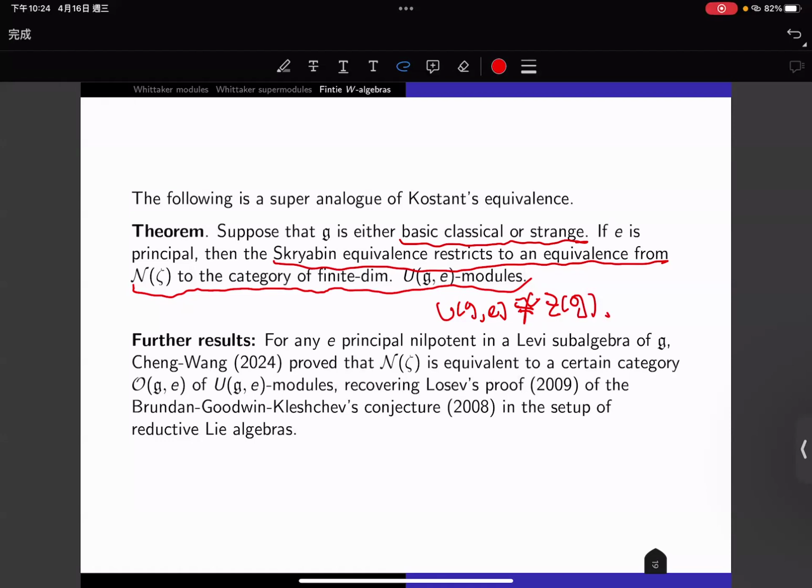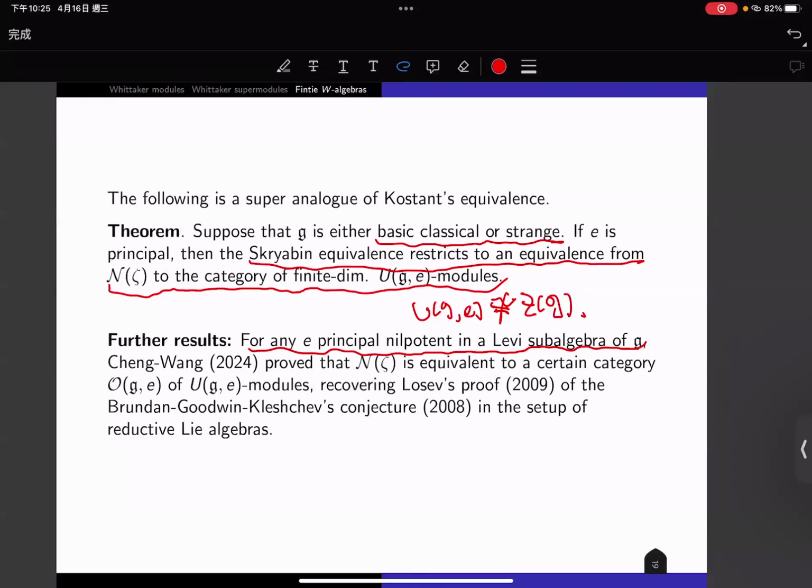And for any principal nilpotent element in a Levi subalgebra, Chen and Wang prove that N_θ is equivalent to a certain category O of UG modules, recovering Losev's proof of the Brundan-Goodwin-Kleshchev conjecture in the setup of reductive Lie algebras.